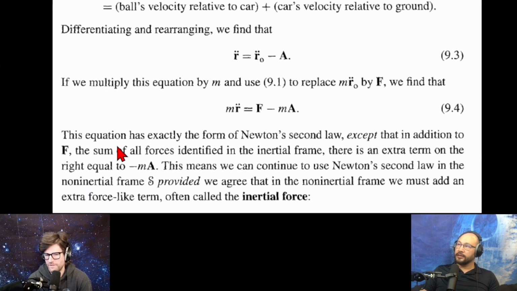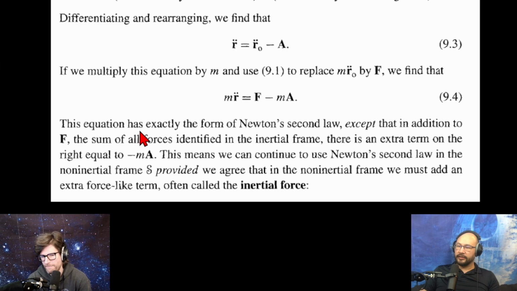This equation is exactly the form of Newton's second law, except that in addition to F, the sum of the forces identified in the inertial frame, like a bird's eye view, there is an extra term on the right equal to minus m capital A. This means that we can continue to use Newton's second law in the non-inertial frame S, provided that we agree to add an additional force-like term called the inertial force.